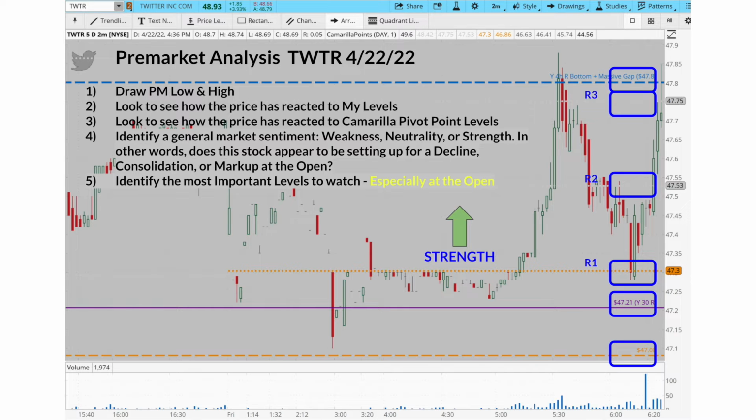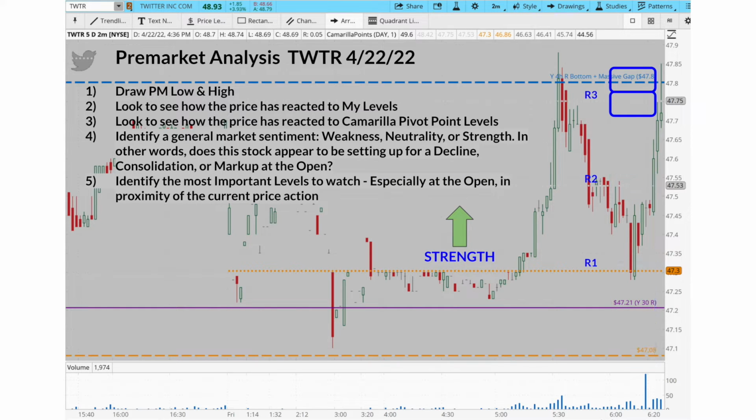Because we're looking to determine important levels, particularly at the open, in proximity of the current price action, therefore we're looking at just these 2 levels right now. That's what we're going to look at.